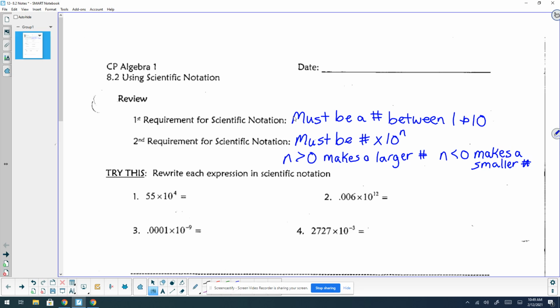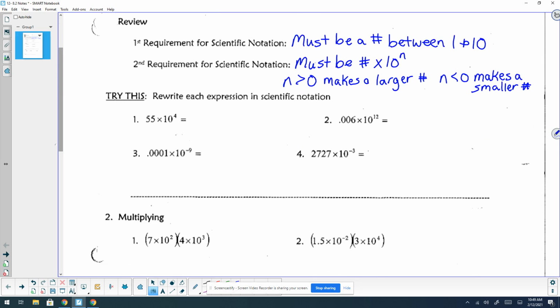Okay? So what we want to do is rewrite each expression in scientific notation. The first thing I want to do is find my decimal place. So for the first problem, it's to the right of 55. For the fourth problem, it's to the right of 2,727. The other problems already have the decimals in place. So what I'm going to do is move my decimal so that I have a single digit to the left of the decimal. So for each one of these problems, I want to move my decimal.